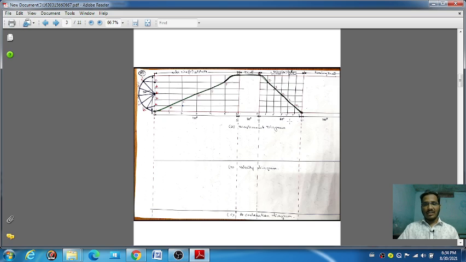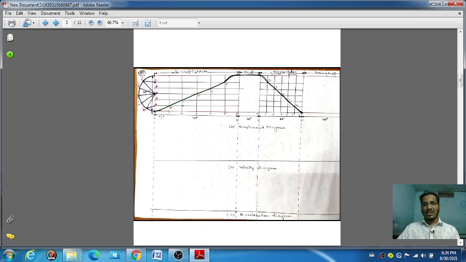A to X is the horizontal line and A to Y is the vertical line. On the horizontal line we represent the value of cam rotation, and on the vertical line we represent the value of the follower. The length of the follower, A to Y, is given as 50 mm, and A to X is the total rotation of the cam. The total rotation of the cam is 360 degree.